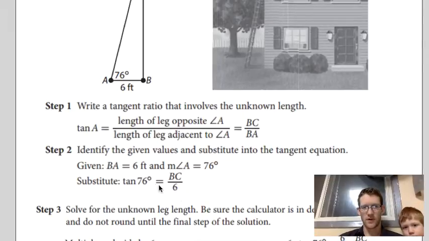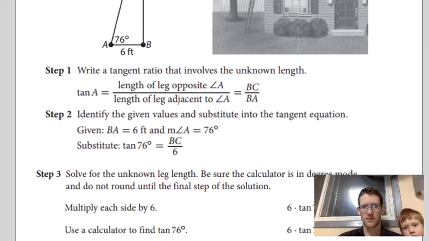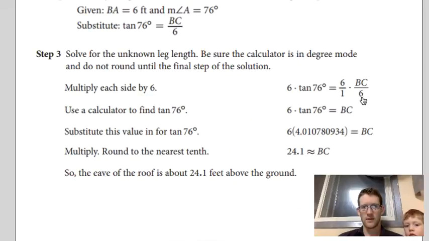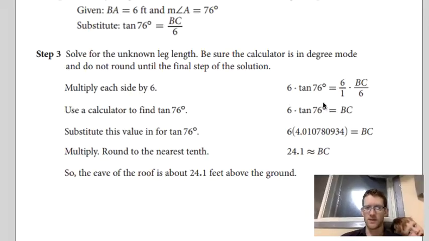So to solve for BC, we need to get BC by itself. What do we have to do to both sides? Well, we multiply both sides by 6. Multiplying by 6 gives us BC equal to 6 times the tangent of 76 degrees. And at this point, this is probably the best time to just punch it all into the calculator. Mr. Calculator spits out a value of 4.1 blah, blah, blah for the tangent of 76 degrees. Multiply that by 6, and we get approximately 24.1 for BC.